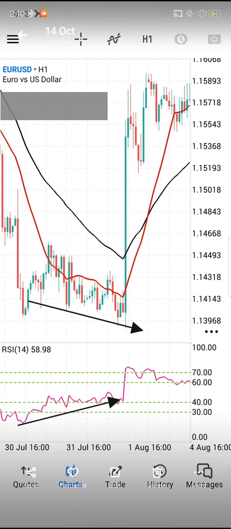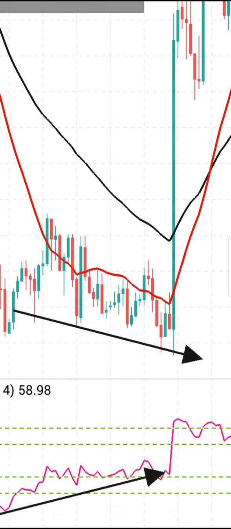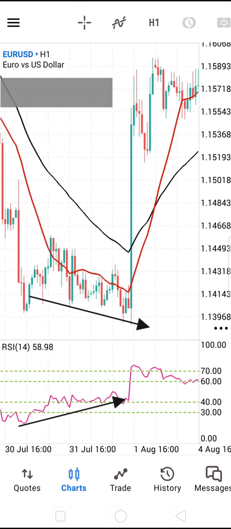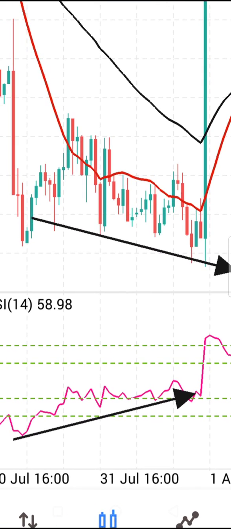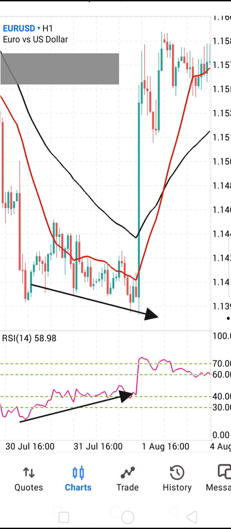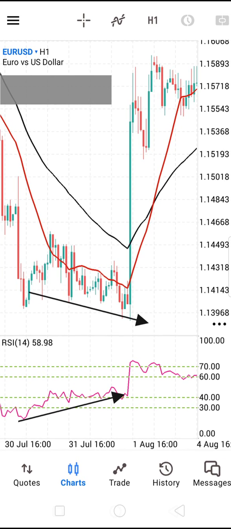Let's see this one. See RSI divergence here again. This one is still Euro USD. The market is making a lower low. See the black arrow. The black arrow is showing that the market is going down. But later on, see RSI. RSI is showing that the market is going up. When RSI divergence is telling you the market is likely to go up, but the chart is telling you the market is likely to still go down.